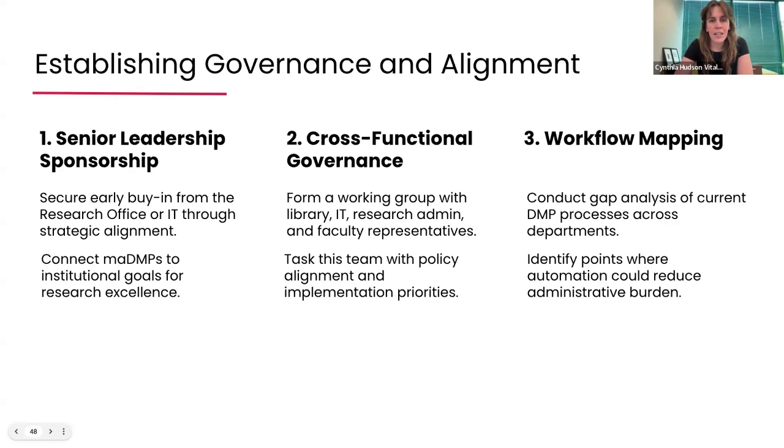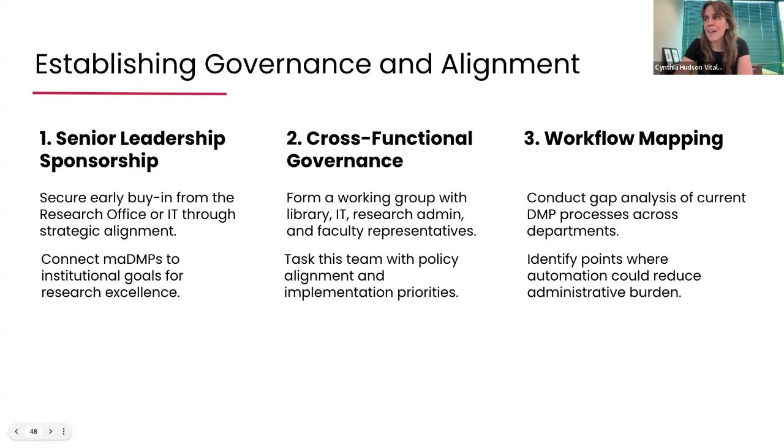So, first off, securing high leadership sponsorship is always a good idea. Without high-level buy-in, momentum often stalls. And so this means engaging the research office, IT, or equivalent leaders early. The most effective way to do this is by showing how maDMPs support strategic institutional goals, whether that's research excellence, support for research integrity, or federal compliance. Additionally, connecting maDMPs to broader institutional priorities is essential for really unlocking and getting the support you need.